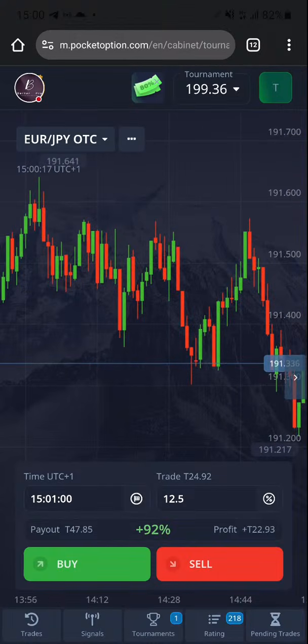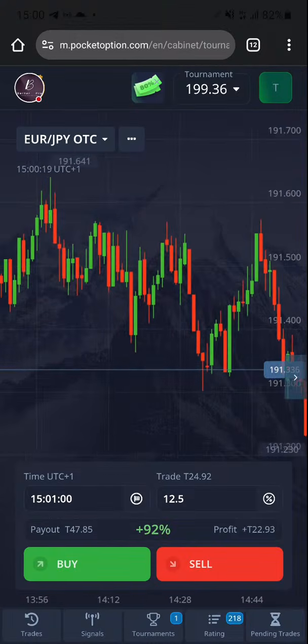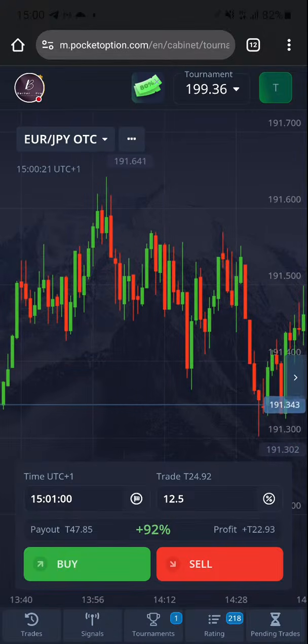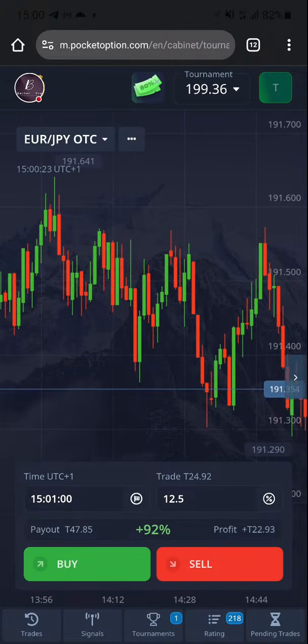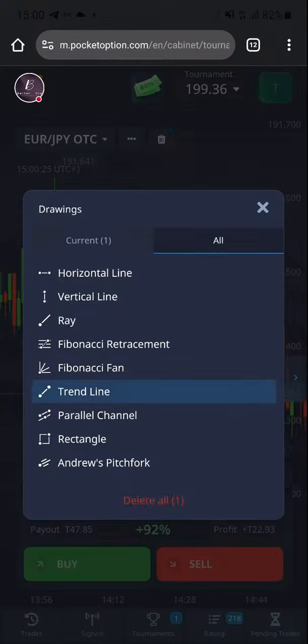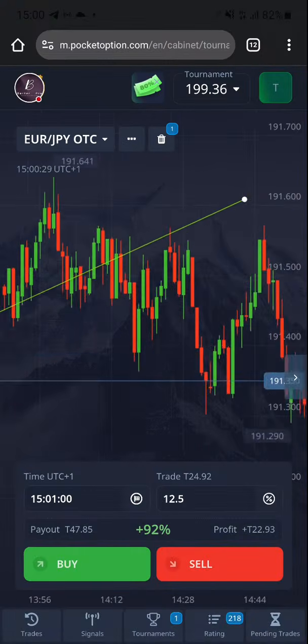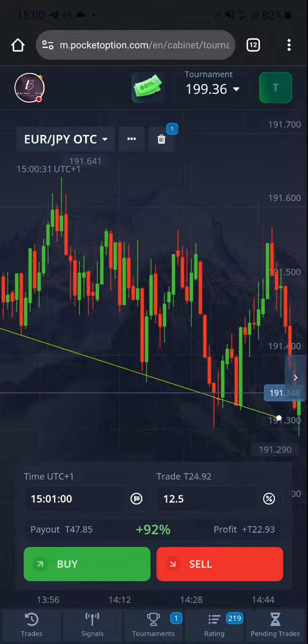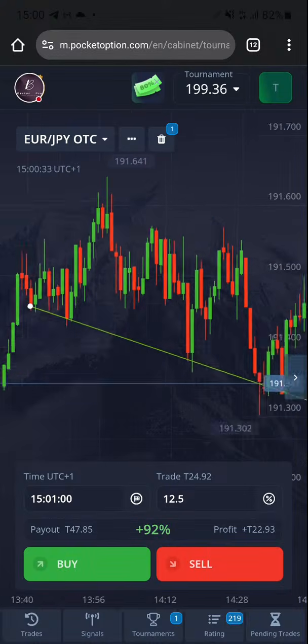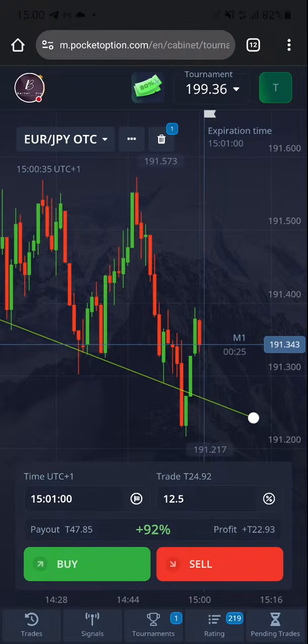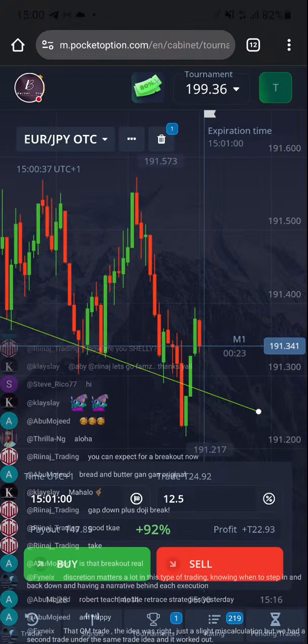Oh, this is a very nice basic market structure pattern. Let me mark it for you. This is a very nice basic market structure pattern. Look at this. We can connect all the sellers' entry. Look at this. This is a fake out down here.